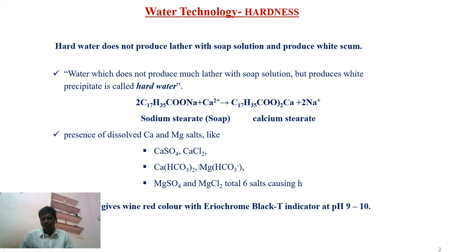The sulfates, chlorides and bicarbonates of calcium and magnesium are the reason for this hardness. The presence of these salts gives hardness to the water. This water gives wine red color with the Eriochrome Black T indicator at pH 9 to 10.